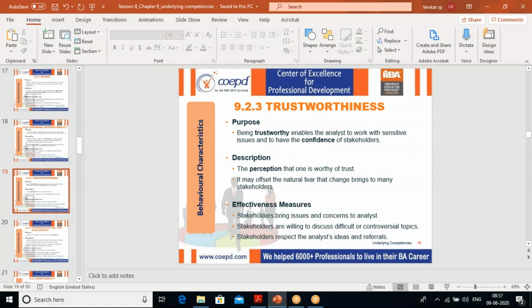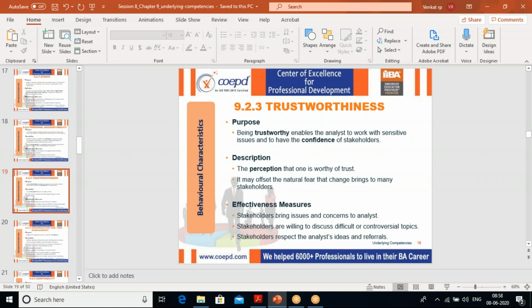Okay, now trustworthiness is very, very important as a business analyst. The stakeholders should have confidence in you, that this guy can do it. Only then can they share their requirements with you confidently.